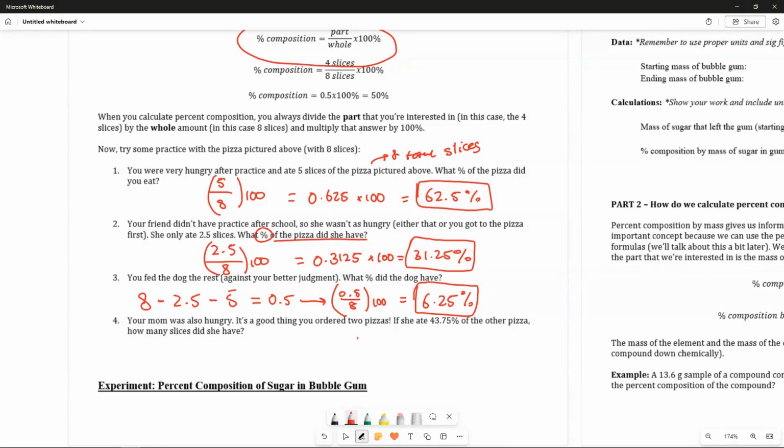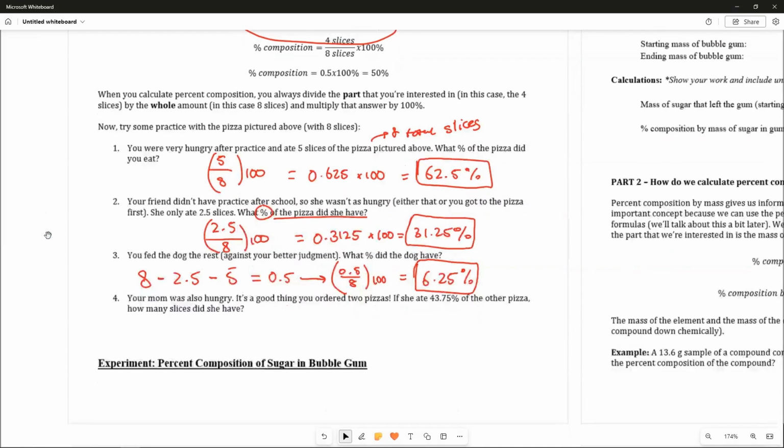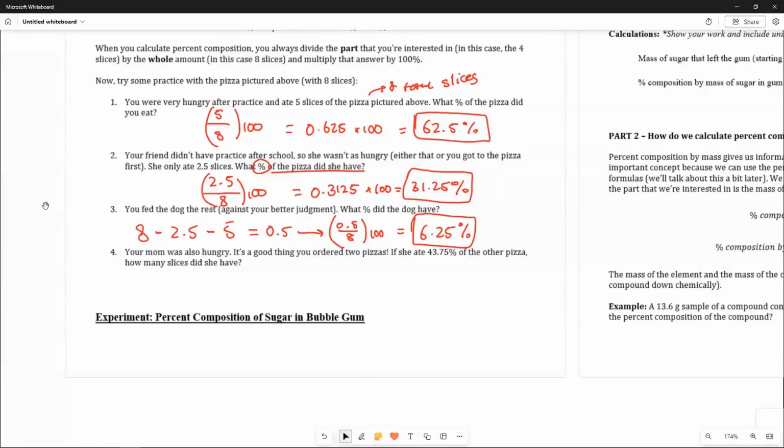Alright, your mom was also hungry, and so you ordered 2 pizzas. If she ate 43.75% of the other pizza, how many slices did she have? This one's a little more complicated because you have to actually use your brain and think about the algebraic way of solving this. I believe that my Chem 1 students can all do this calculation, but I'll walk you through. Let's start with the percent value. We know that in order to get the percent value from these fractions, we have to multiply it by 100. So let's cancel that out first.